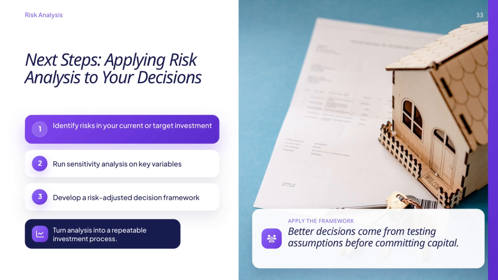Then, develop a risk-adjusted decision framework, an approach that incorporates risk assessment into your decision-making criteria instead of focusing solely on potential gains. Finally, turn this risk analysis process into a repeatable investment strategy. By doing so, you create a disciplined approach that tests your assumptions up front, ultimately leading to better informed decisions before you commit any capital. Remember, the goal here is to make your investment choices more robust and resilient by proactively managing uncertainty.